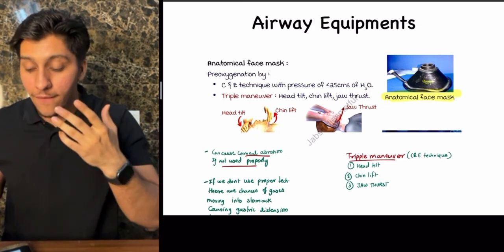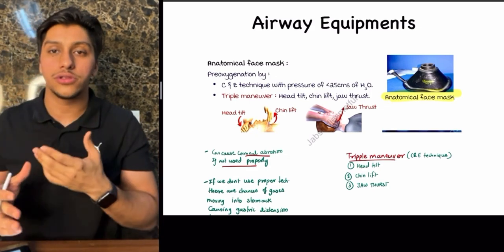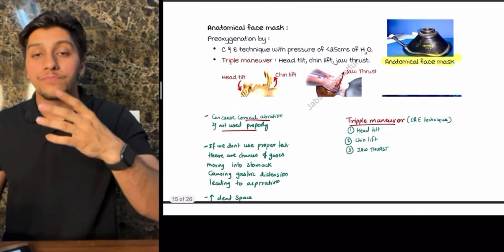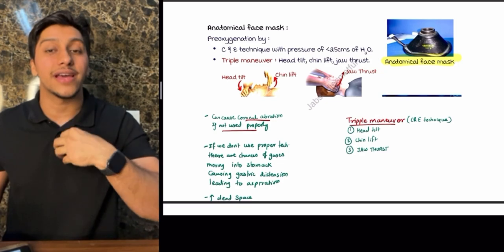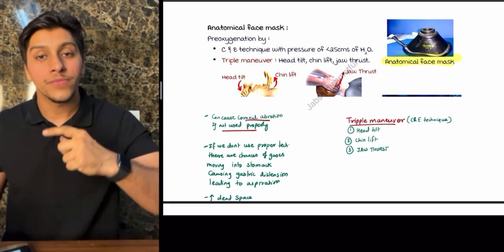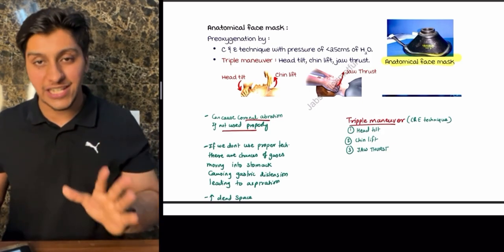Remember this maneuver. What are the side effects, the cons, in this condition? If you apply too much pressure, the air can go to the gastric pathway via the esophagus, causing gastric distension, and thereby it can also lead to aspiration.